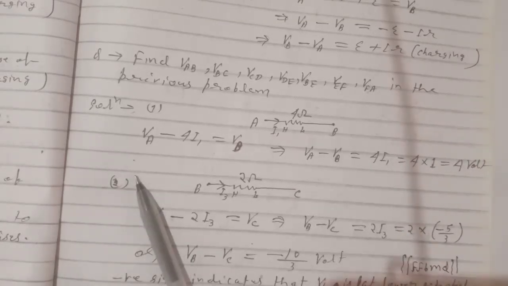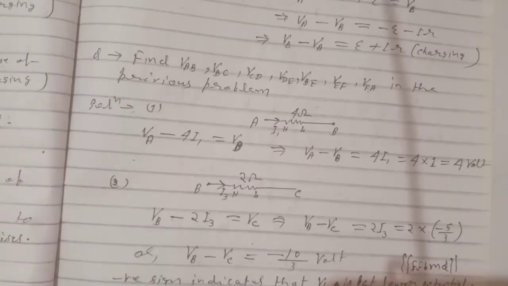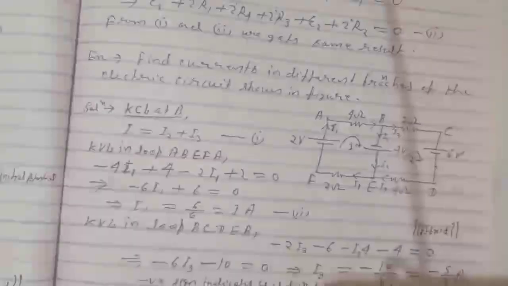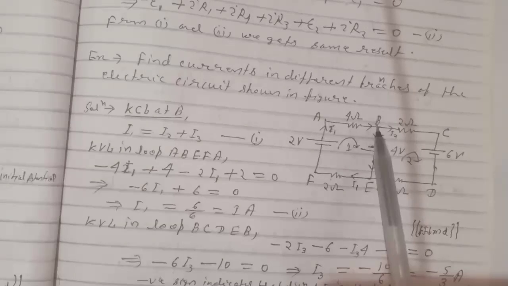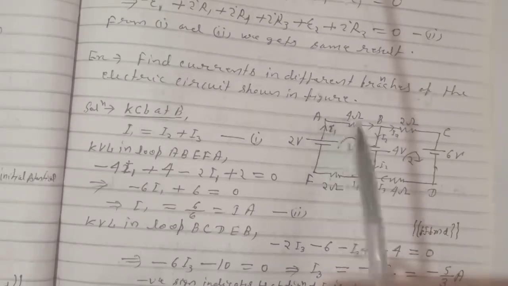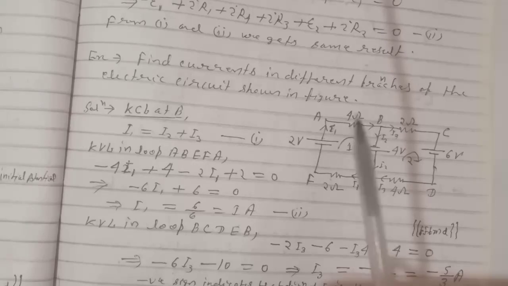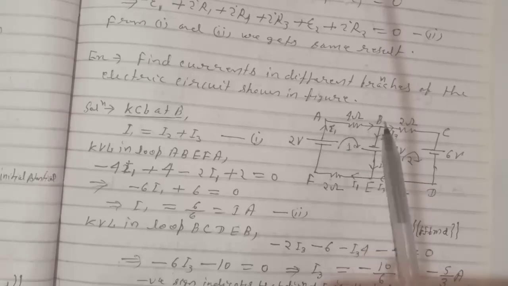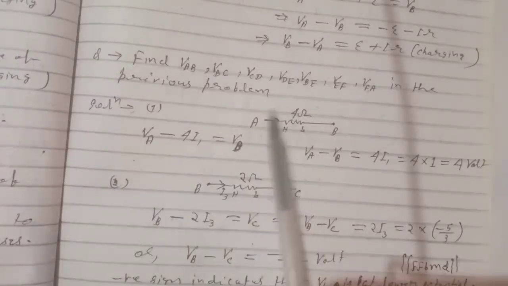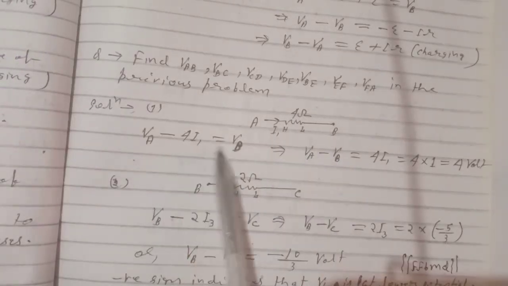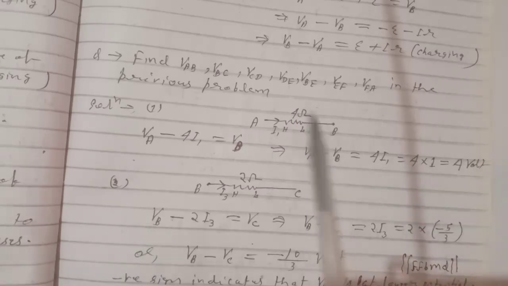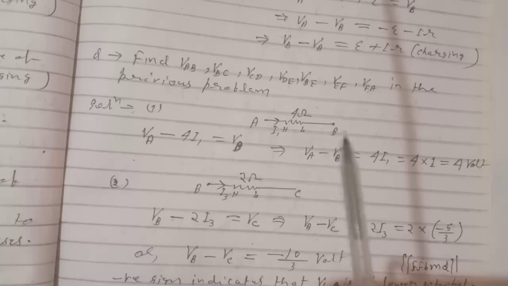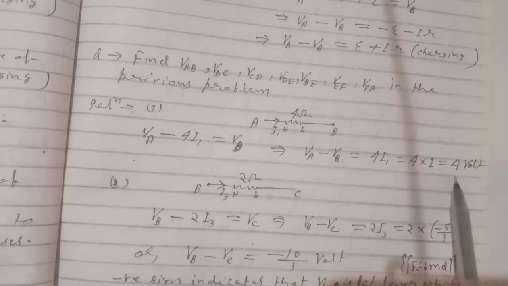In the previous problem, we have, for example, in this, we have to find VAB. So we can write VA, because we are going from higher to lower, so VA minus 4 into I1 equals to VB. Here it is shown in the circuit, that is VA minus 4 I1 equal to VB. So VA minus VB equal to 4 I1, or 4 into 1 equal to 4 volt. So the potential difference between point A and B is about 4 volt.